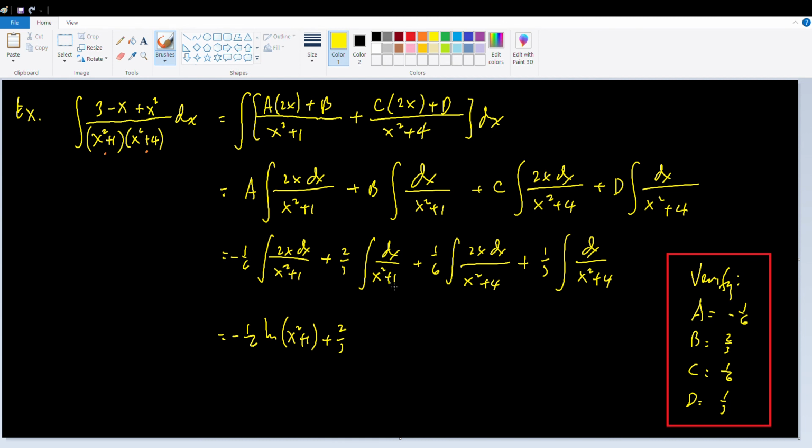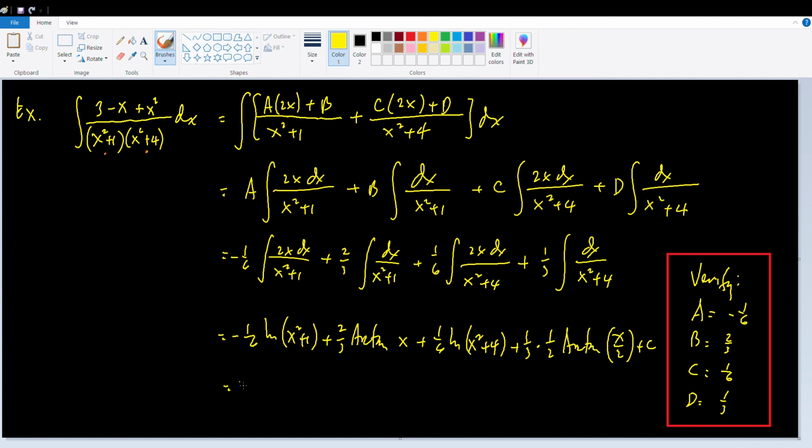Dx over x squared plus 1 is du over a squared plus u squared, 1 over 1 arctangent of x over 1, plus 1 over 6, 2x over x squared plus 4 is ln of x squared plus 4 plus 1/3. Dx over x squared plus 4 is du over u squared plus a squared, or 1 over 2 arctangent of x over 2 plus c.